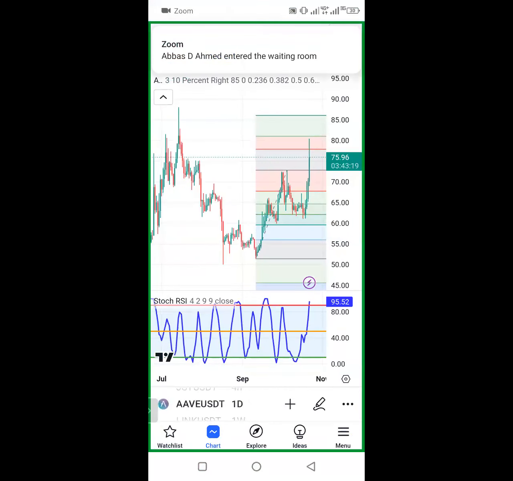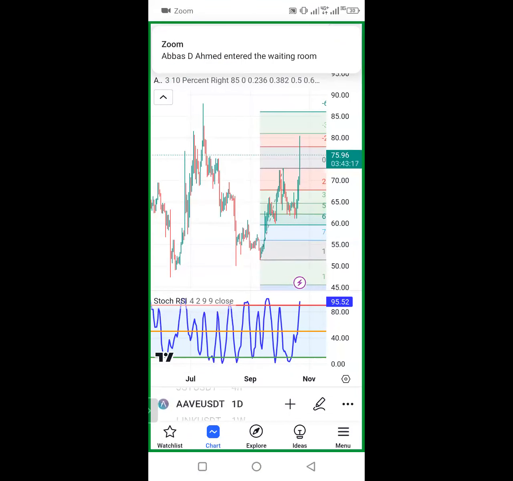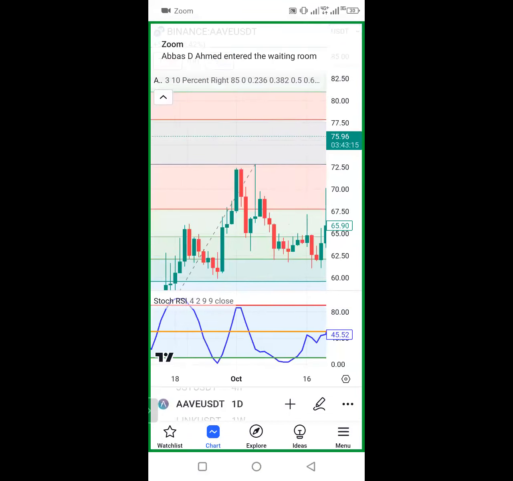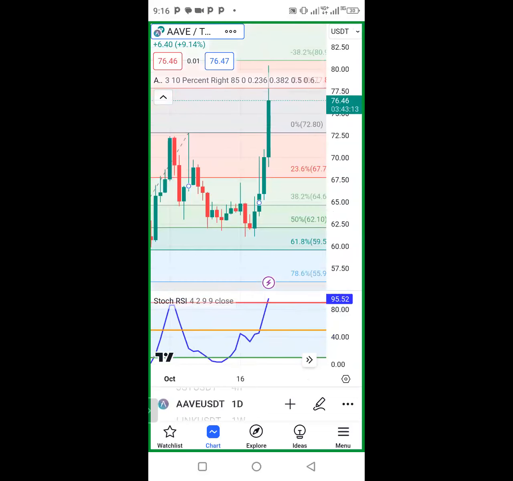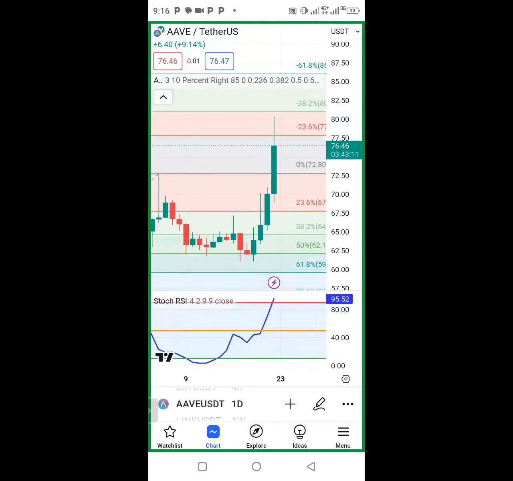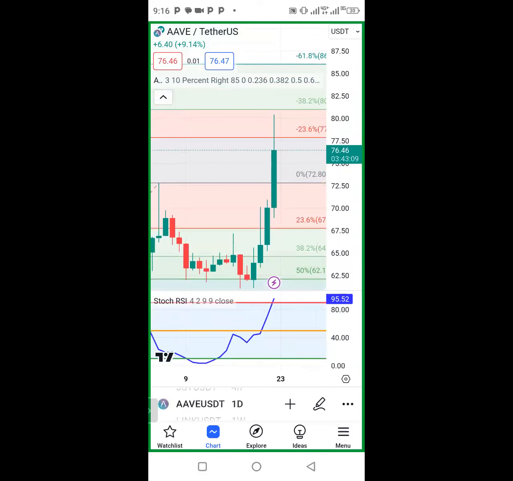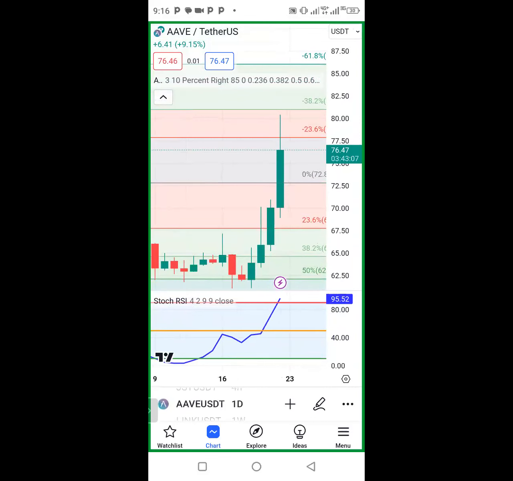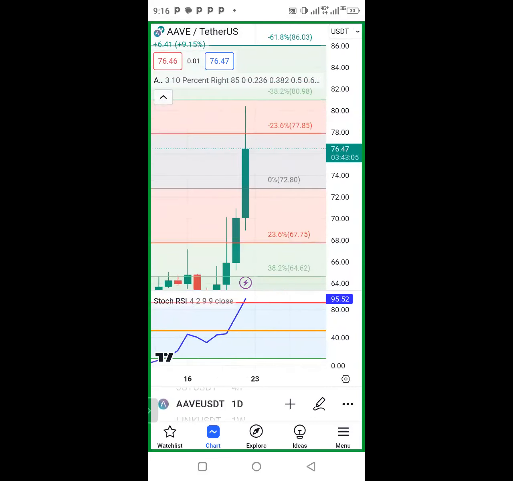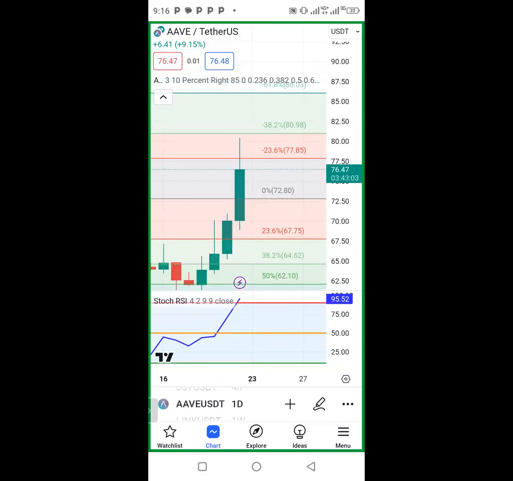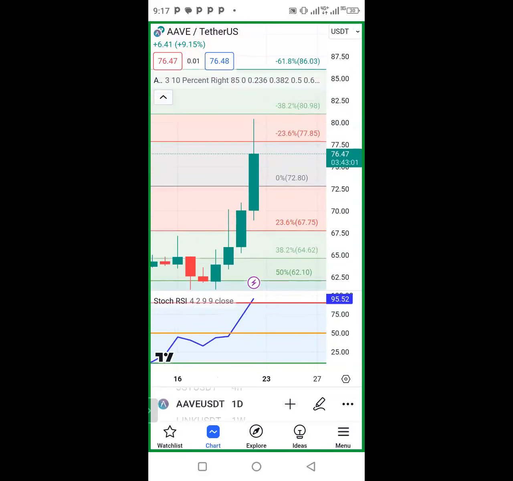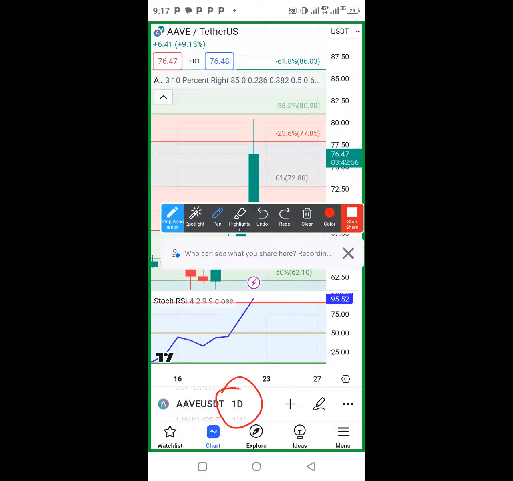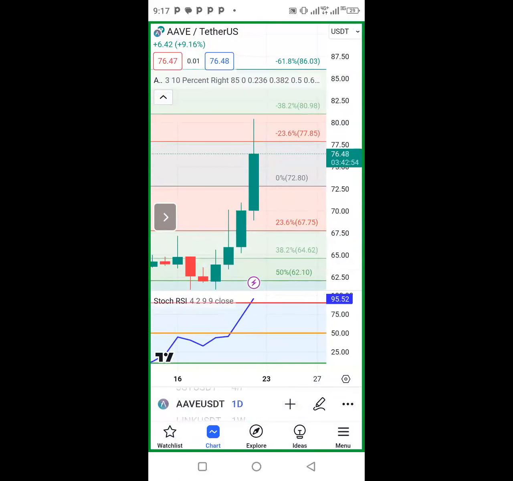Now, we talked about candles, that green candles mean bullish and red candles mean bearish. Green candles grow from the bottom to the top, while red candles grow from the top to the bottom. Now look at this candle, I just want to revise. This is the current candle. This is one day. You can change this one day to any time frame you want.